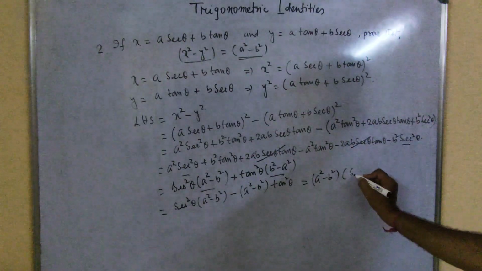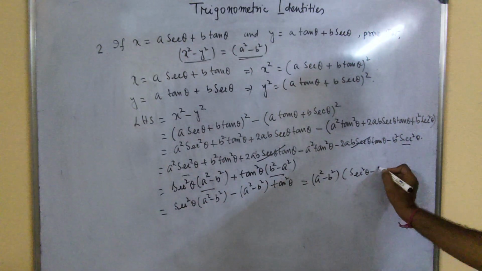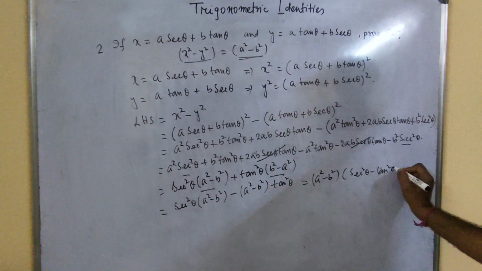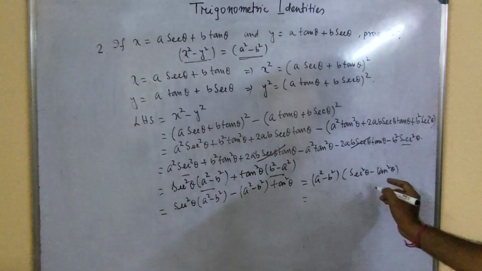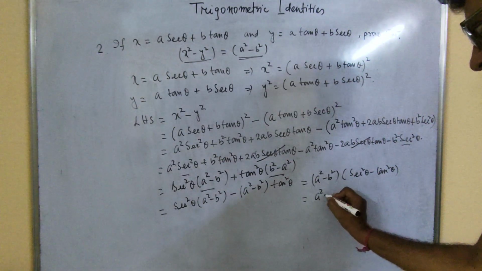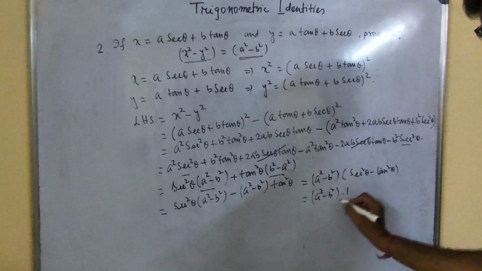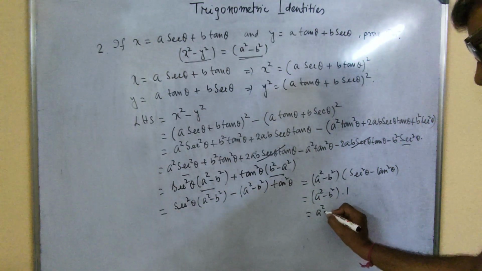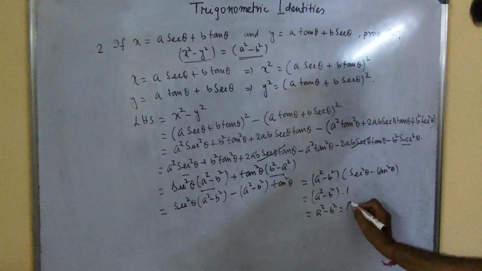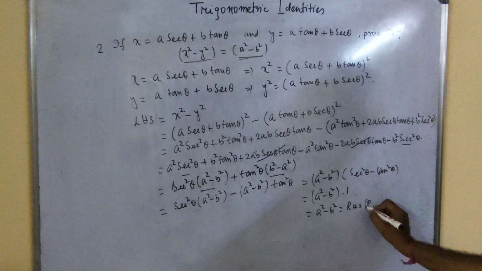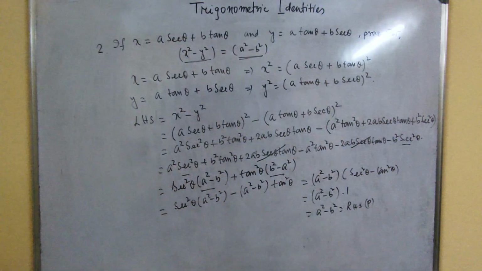So we may write sec squared theta minus tan squared theta. And sec squared theta minus tan squared theta is equal to 1. So a square minus b square into 1. Therefore, it is a square minus b square. Fine. Very simple sum. Just expand the whole square and then take common.